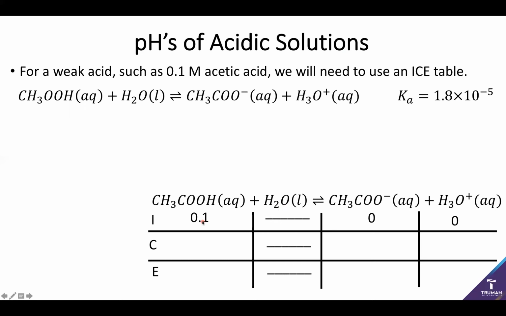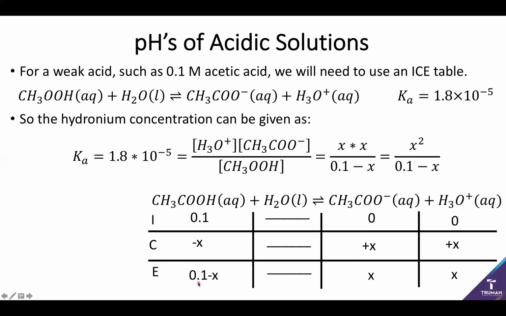If I start, I'm going to assume that I will have no starting amount of acetate or free protons. Then I will consume acetic acid to make acetate and hydronium. And then I can find the equilibrium amount. It should be X for both hydronium and acetate and 0.1 minus X for acetic acid. So my hydronium concentration can then be solved using the equilibrium constant. In this case, my equilibrium constant is again products over reactants. So I have X times X, so X squared over 0.1 minus X.